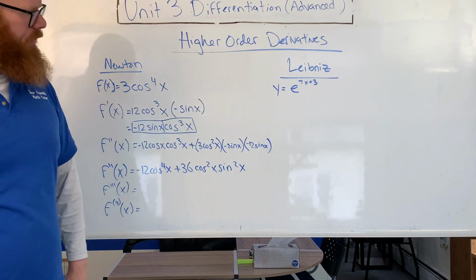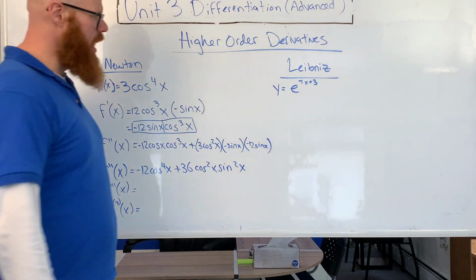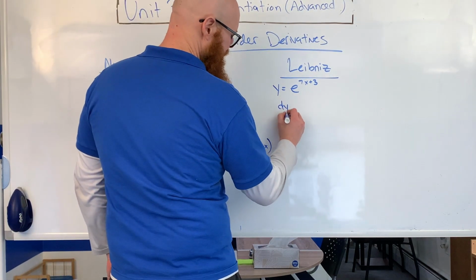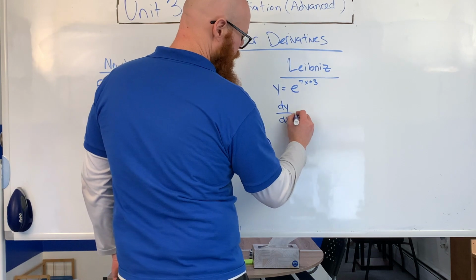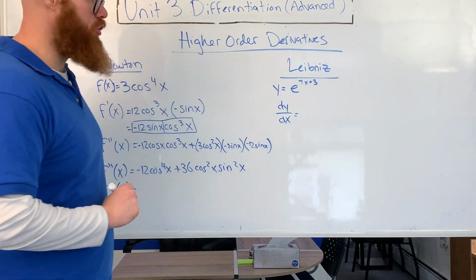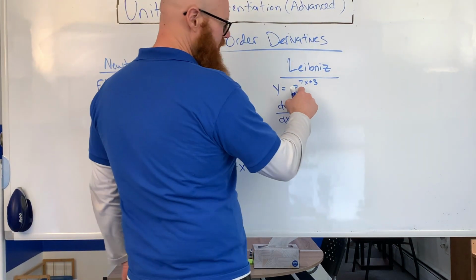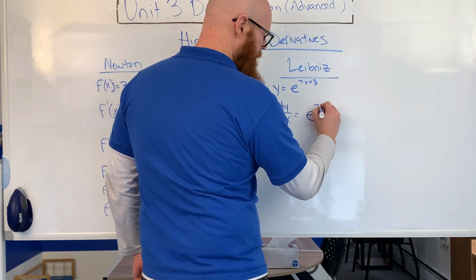So we have y equals e to the 7x plus 3. The first derivative is going to look like this, dy dx. We have seen that before. Now we're going to do the chain rule. So the derivative of e to a power is e to that power.